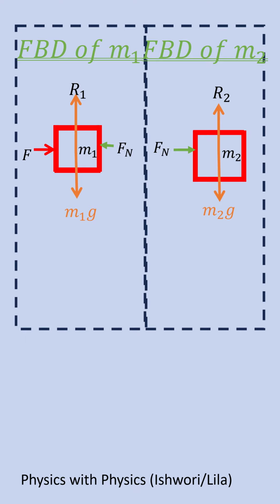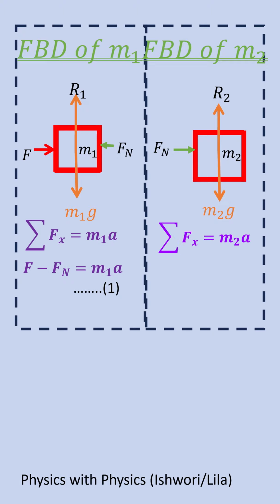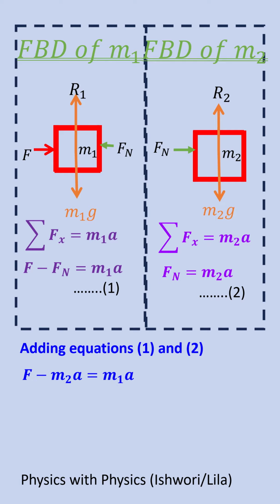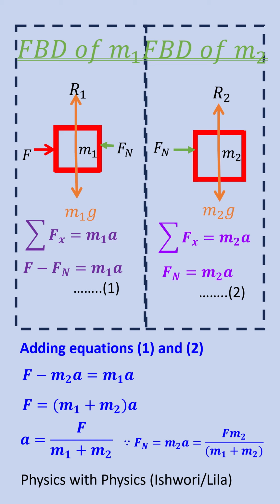Okay, we can now see the free body diagram clearly. Let's write the forces along the x-axis and y-axis separately for masses M1 and M2. F minus Fn equals M1a, and Fn equals M2a. Okay, let's add these two equations. We get the value of acceleration.